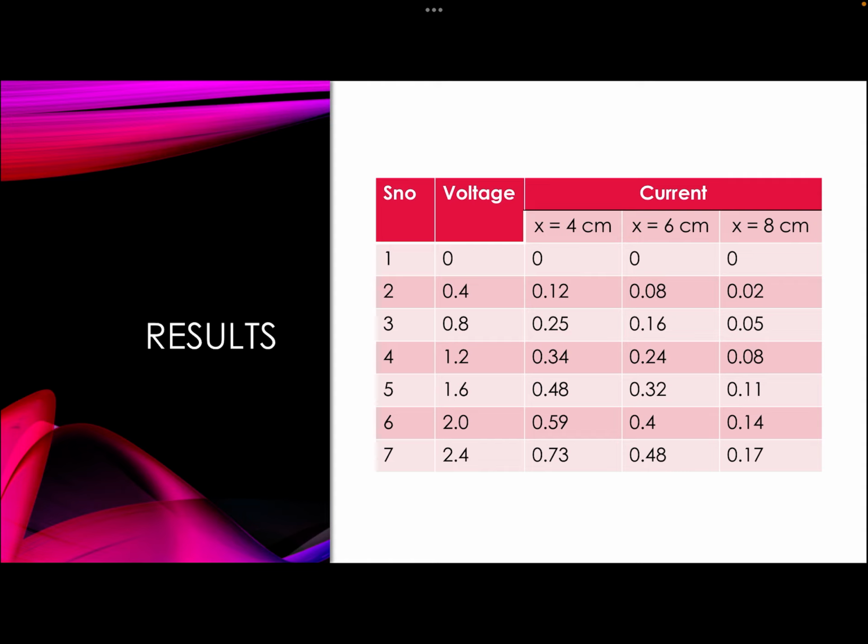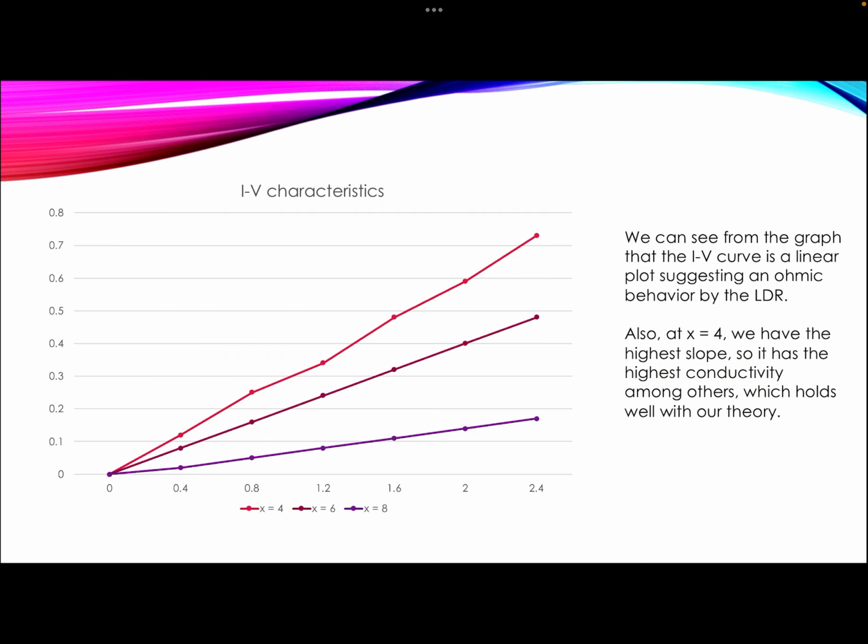So this is the result that we have got. We have constantly changed the voltage by an amount of 0.4 units, and we have recorded the current measurements accordingly at x equals 4, 6 and 8. At 0 voltage we can see that the current is 0, and accordingly the current is increasing with the voltage increase. Let us plot these and analyze what is happening.